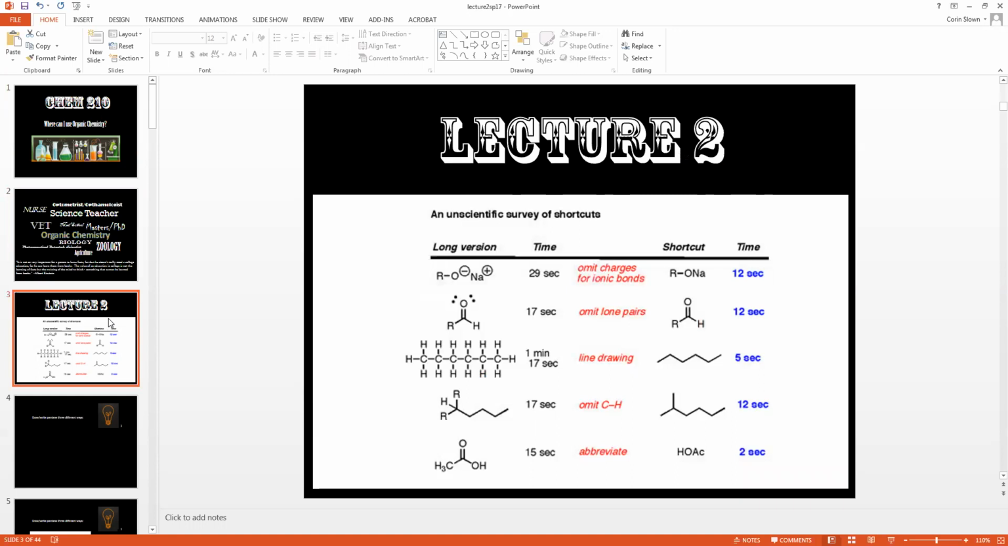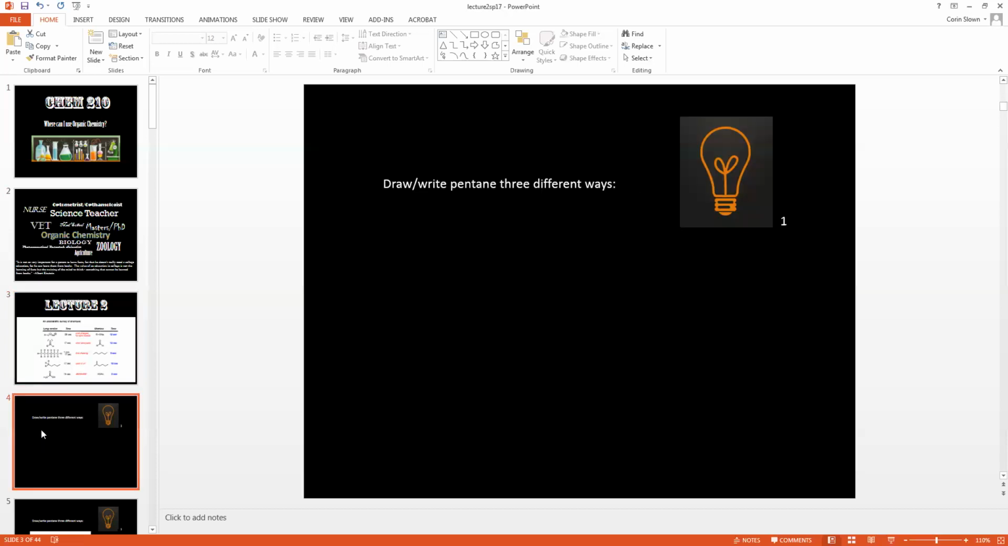These are some ways that are pretty common for us to draw molecules. The long version is what you see on the left. The shortcut is what's shown on the right. Notice it's really clear what you're omitting. So whether that's charges or lone pairs, whether that's using a line drawing instead of showing all of the hydrogen bonds, if you're omitting the CH bonds, or if you're just using an abbreviation. I don't mind you using these abbreviations or shortcuts as long as you understand what you're leaving out. So it's a great resource if you're working on saving time.